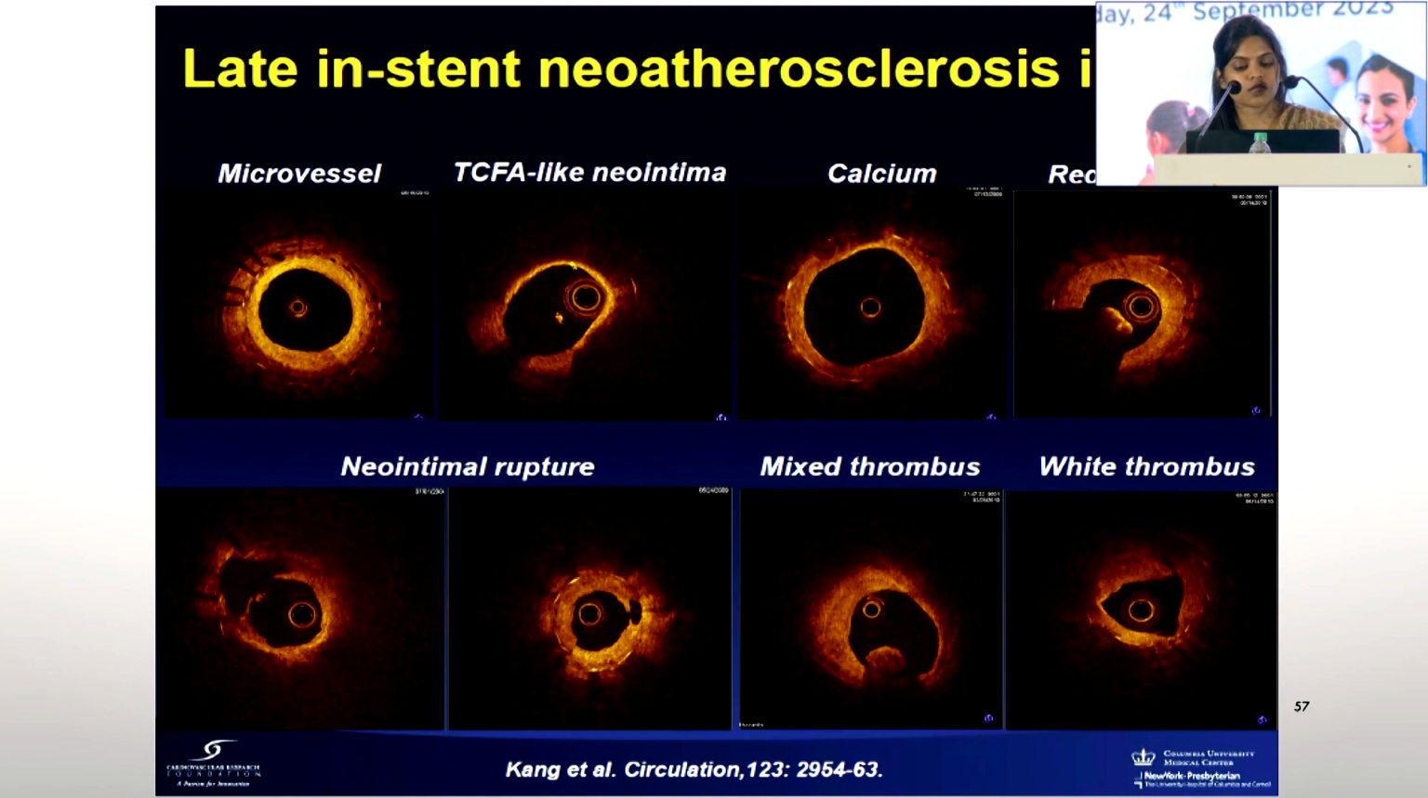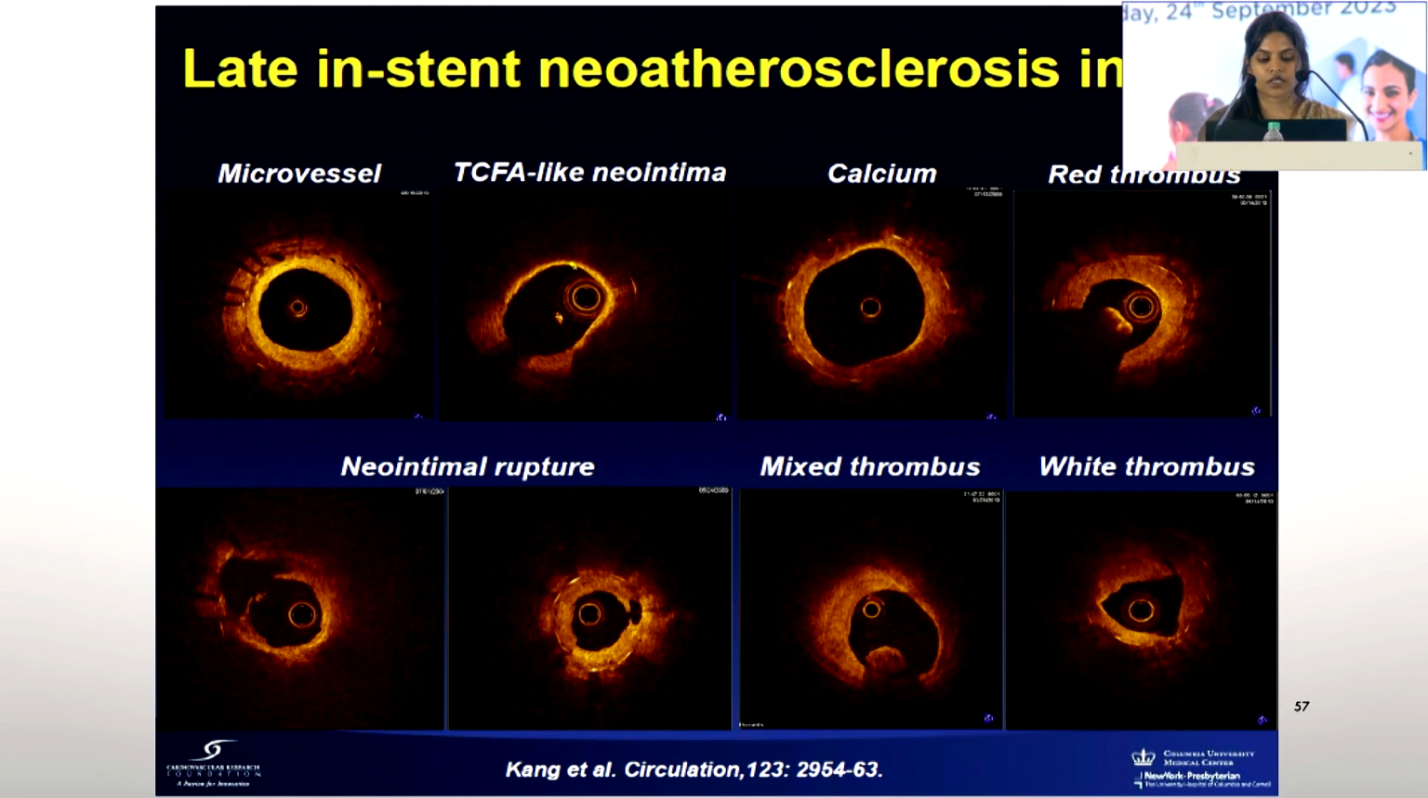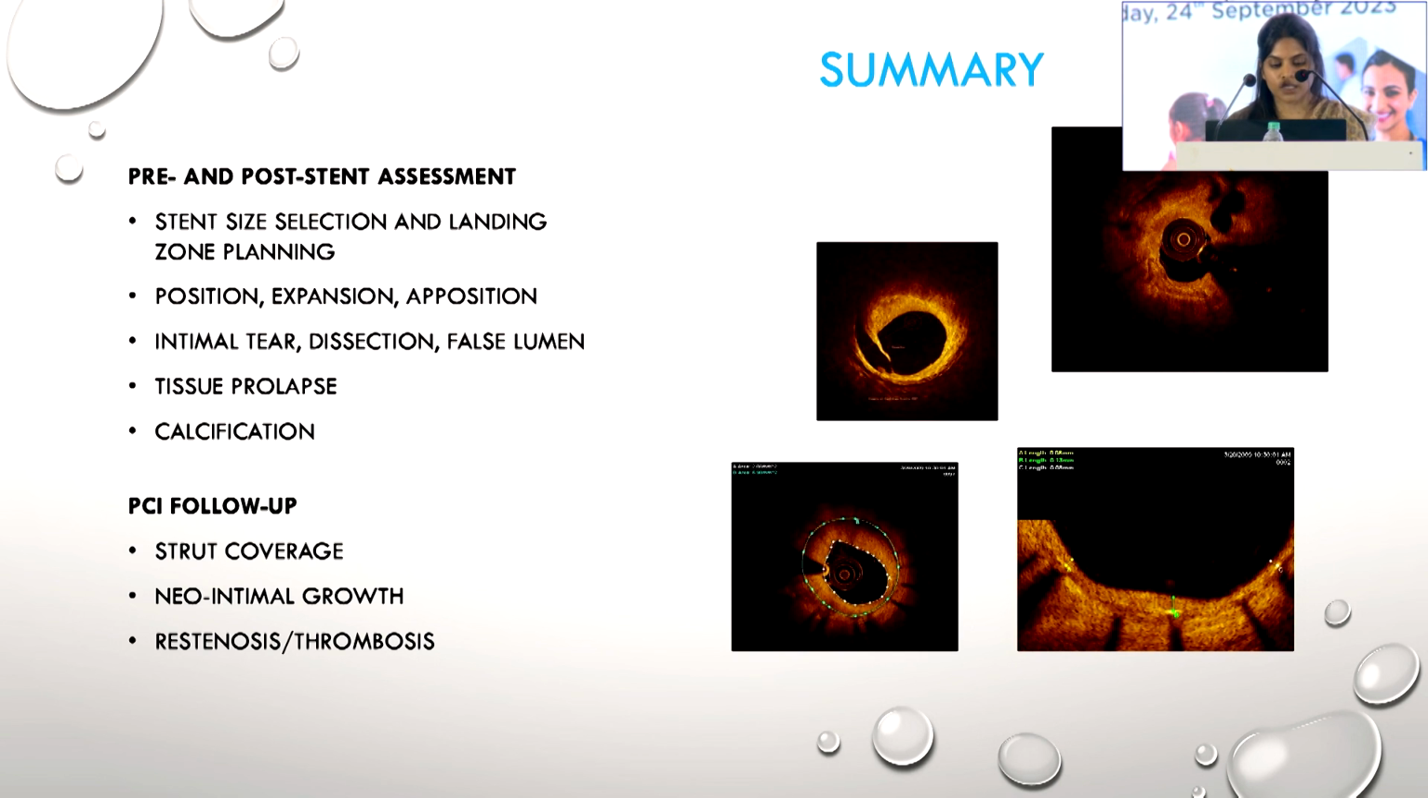Last but not least, the usage of OCT in in-stent restenosis. It helps us in identifying the reason for in-stent restenosis, that is, whether it is neointimal hyperplasia, neoatherosclerosis, or is due to malapposition or underexpansion. Based on that, we can go ahead and treat with drug-coated balloons, avoiding repeated stents. So this is the summary of how OCT helps.